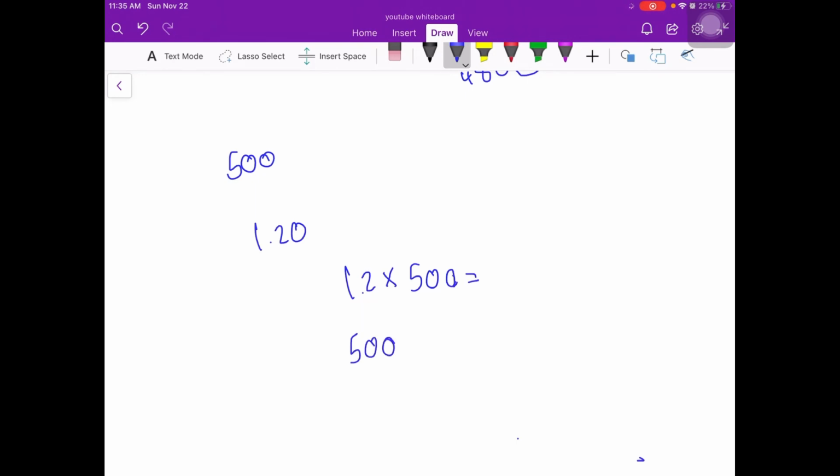500 times 1.2: 2 times 0 is 0, 2 times 0 is again 0, 2 times 5 is 10. 1 times 0 is 0, 1 times 0 is 0, 1 times 5 is 5. Now we add and move one place to the left because there's one decimal place. And then we get 600. So 1.2 times 500 is 600. So this year there are 600 students in the school.